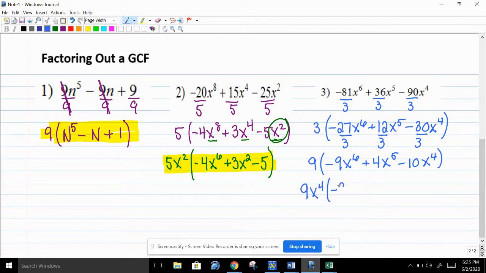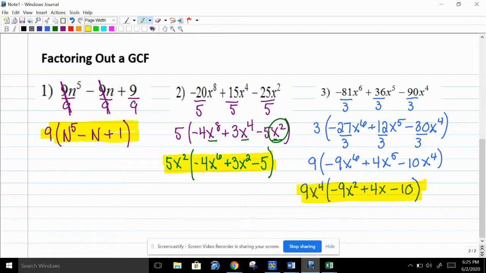Okay, I got negative 9 on the inside. I started with 6 x's. I factored out 4. That leaves me with 2 plus 4. I started with 5 x's. I factored out 4, so I'm left with 1x minus 10. I started with x to the 4th. I factored out x to the 4th. Okay, and you're done. So your final answer for that last one is 9x to the 4th, parentheses, negative 9x squared plus 4x minus 10.